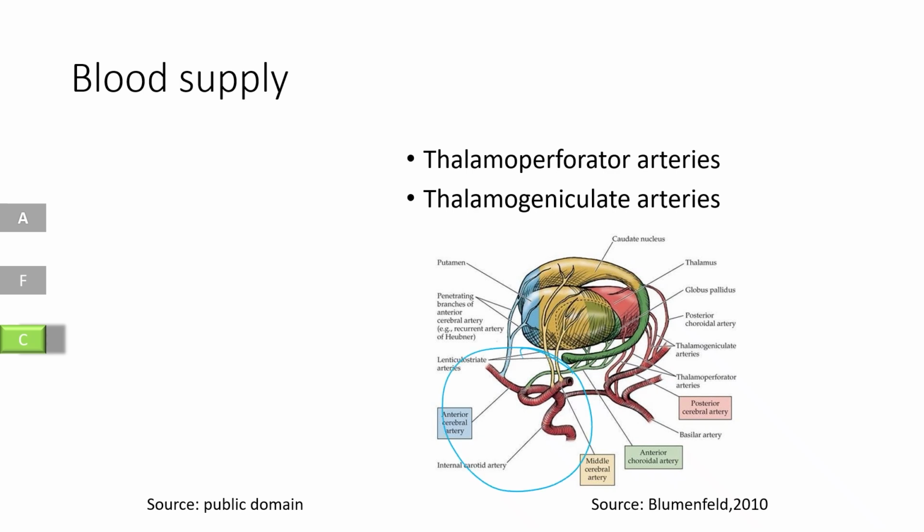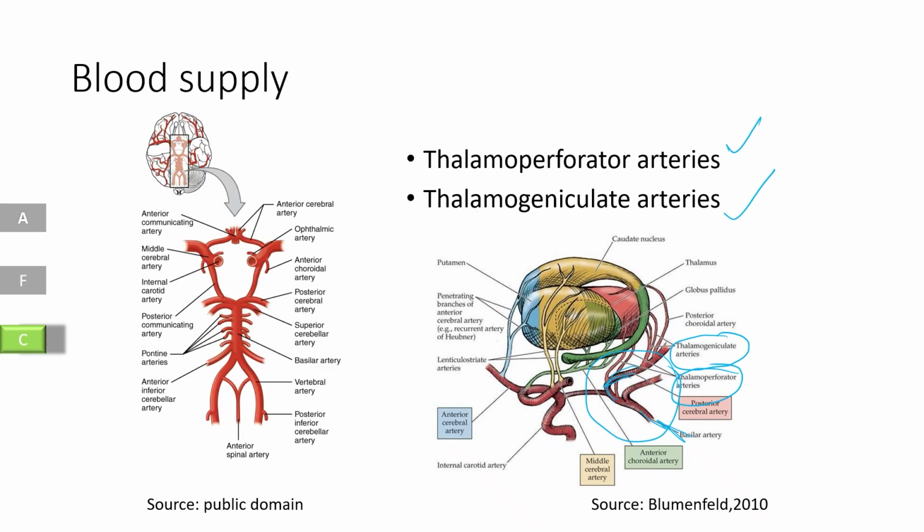Okay, what you see here is the anterior circulation, and what you see here is the posterior circulation. So the thalamus is mainly supplied by posterior circulation branches. There are two important arteries that you need to know: thalamoperforator branches and thalamogeniculate arteries. These two are branches of the posterior circulation. What is posterior circulation? The basilar artery dividing into the two posterior cerebrals. That segment is called the posterior circulation.